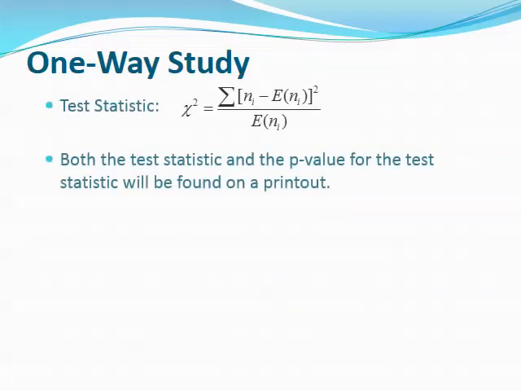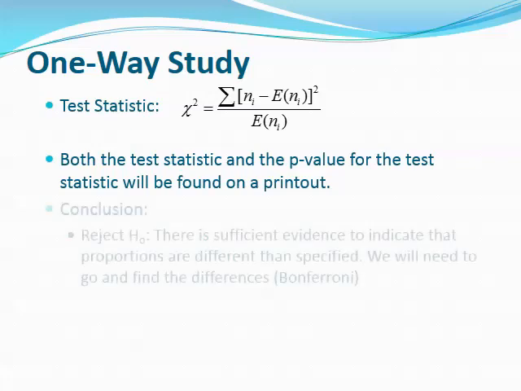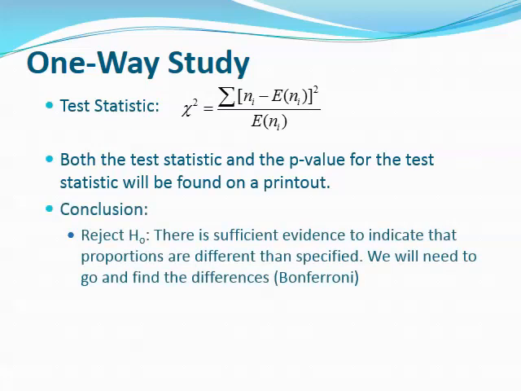All right, so there's our test statistic. I've got it written here again. Both the test statistic and the p-value for the test statistic are going to be found on the printout. And as we've seen before, we don't do a whole lot with the test statistics. We interpret p-values. And so how do we do that? Well, if p is low, we're going to reject the null hypothesis. And we're going to say in that case, we don't believe the null. We don't believe the values that the proportions are specified to be. So in other words, there is sufficient evidence to indicate that proportions are different than specified.